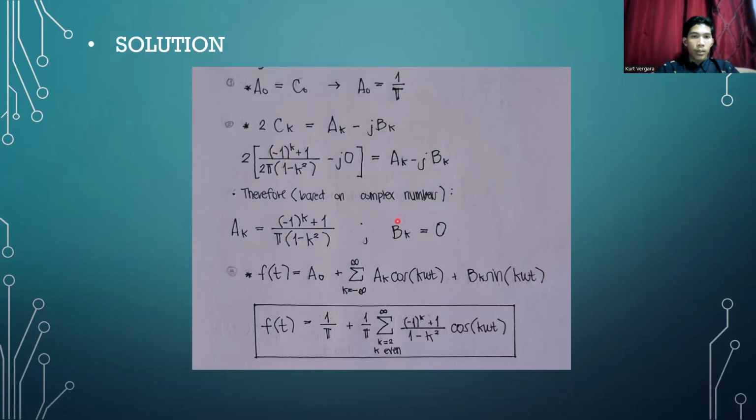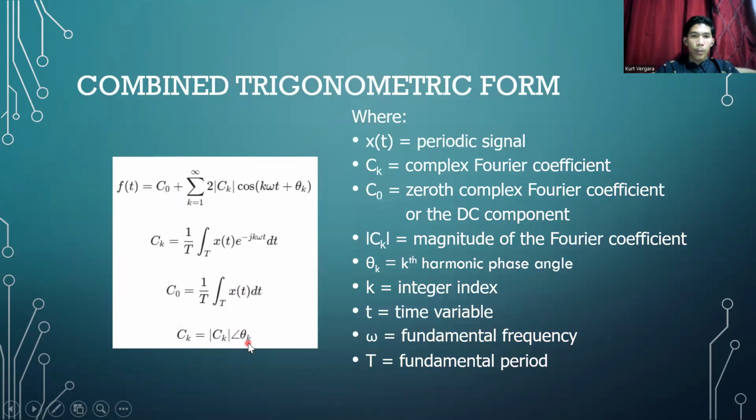So we already get a naught, a sub k, and b sub k. So substituting it to the trigonometric form, we get this equation. So we are done in the trigonometric form. Lastly, the combined trigonometric form. These are the formulas that we're going to use to get the combined trigonometric form. We already got C sub k and C naught in the earlier part, so we're just going to use them.